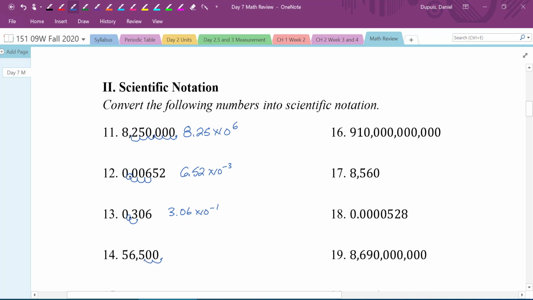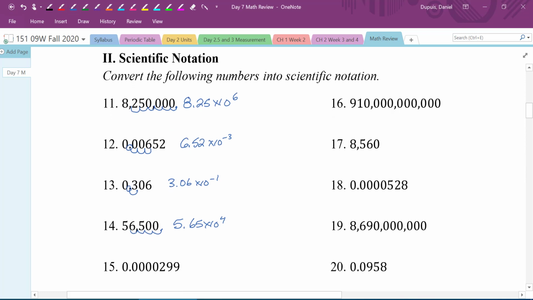Start here. 1, 2, 3, 4. 5.65 times 10 to the 4th. 15. I go here. I got 1, 2, 3, 4, 5. 2.99 times 10 to the minus 5. Doing good. Number 16. Well, start here, that's 3, that's 6, that's 9, 10, 11. 9.1 times 10 to the 11th. 17, start there. 8.56 times 10 to the 3rd.